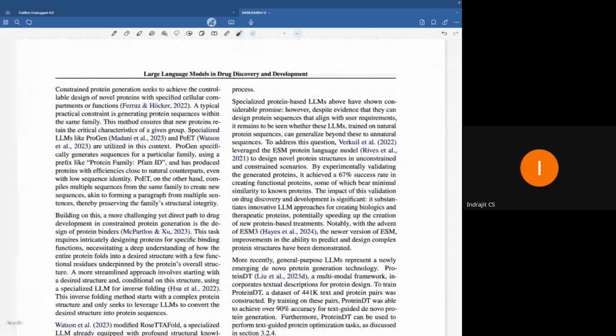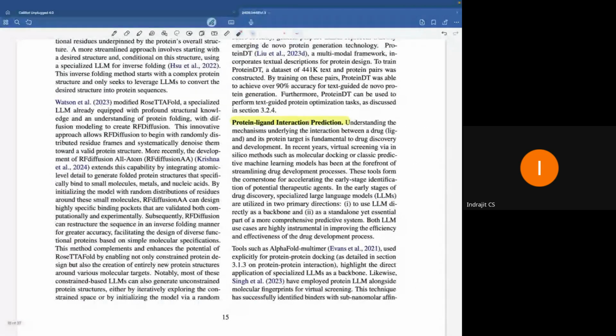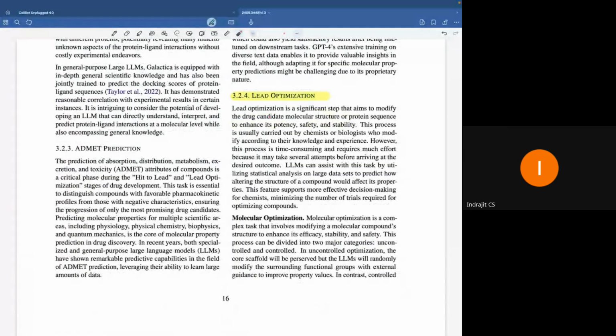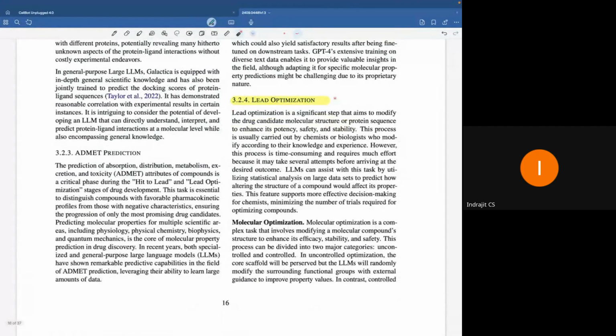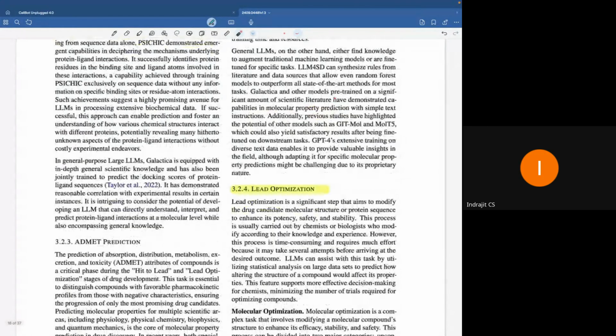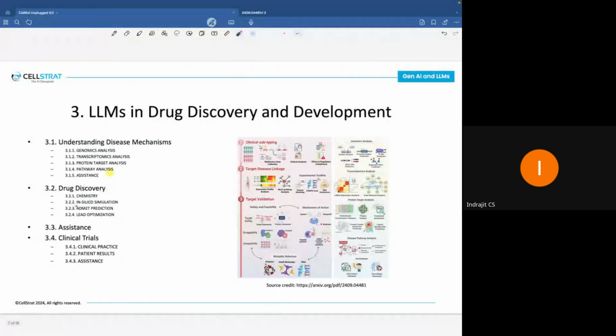So this is the last stage that we were discussing, and then we have protein-ligand interaction prediction. I'm not going into very much detail, and then we have lead optimization. The stages that we talked about are ADMET prediction, in silico simulation, and lead optimization.